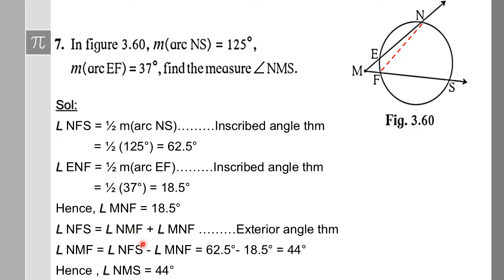So here if you observe, this angle NFS is indirectly half of the measure of arc NS, and angle MNF is half of the measure of arc EF. So if you write this property, then you will get angle NMF, that is this angle, when you have 2 chords intersecting outside. The angle between those 2 chords, that is angle NMF or angle NMS, is equal to half of arc NS minus half of arc EF. That is what we indirectly proved from this, and hence angle NMS is 44 degrees.